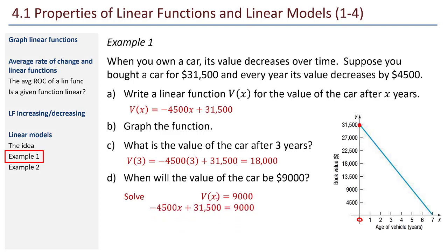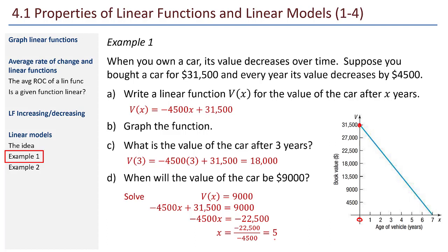So replace v of x with its actual expression, negative 4,500x plus 31,500 equals 9,000. I can subtract 31,500 from both sides, and then divide both sides by negative 4,500, and it ends up with the answer being 5. So what that means is that after 5 years, the value of the car will be $9,000.